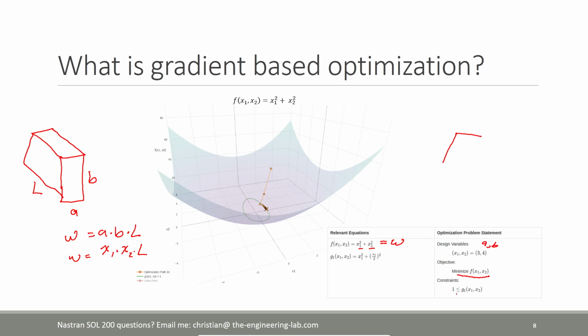And then we have some constraints. This could be stress or displacement constraints. But here, let me show you what this actually looks like. To start off with, we're going to assume that our starting dimensions are 3 and 4 for the beam cross section. So that's 3 and 4 for the width and height, respectively.